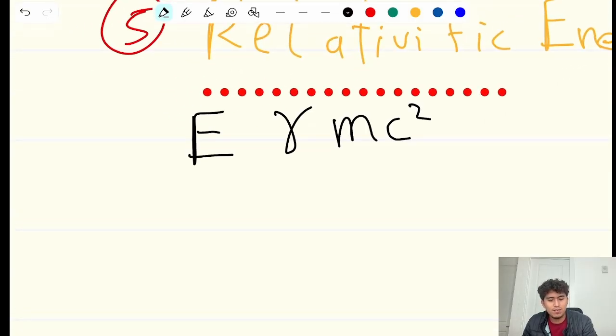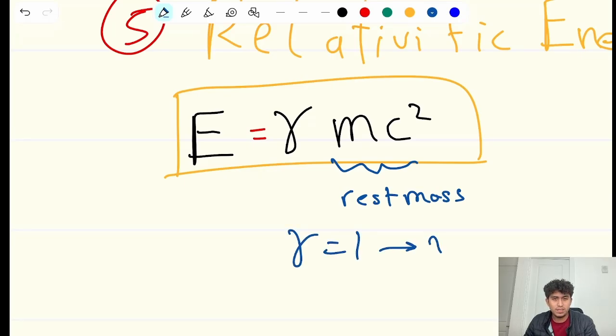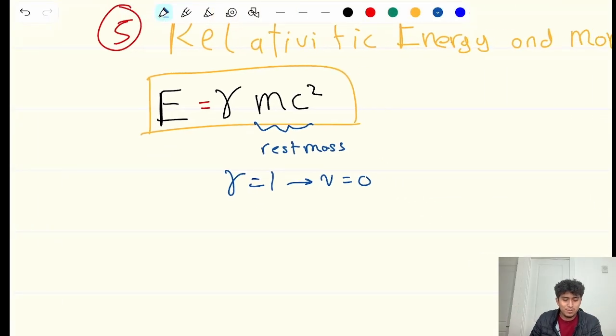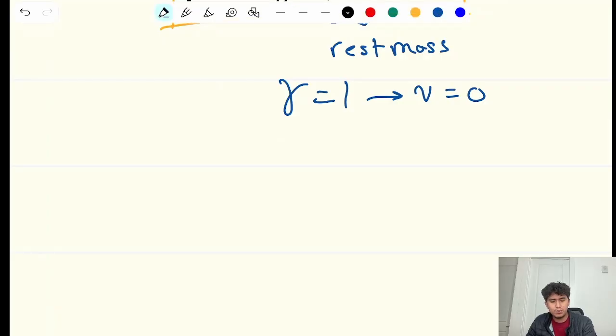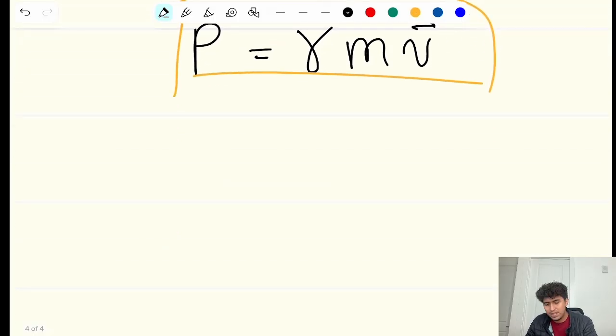First, let's start with how energy changes. Basically, you just add a Lorentz factor in front of the rest mass. This is what we call the rest mass. Whenever the Lorentz factor is 1, that means we're at rest, when the speed is 0. So that's how we get mc squared, a way to get Einstein's equation, E equals mc squared. Cool. The second thing we're going to see is the relativistic momentum: how the normal momentum changes is the same. You just take a Lorentz factor, it works out.